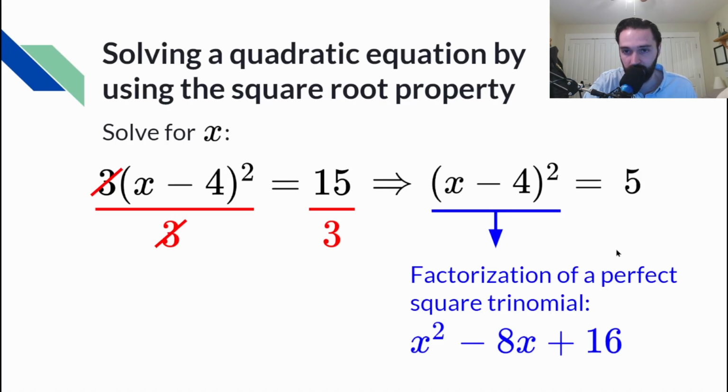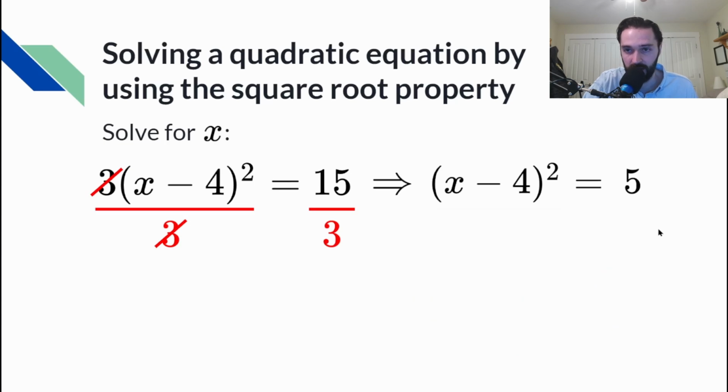Perfect square trinomials are really nice because we can factor them like this, and then we can use the square root property to solve the quadratic equation. We can just take the square root of both sides and isolate x. So that's going to come up later when we start talking about completing the square.